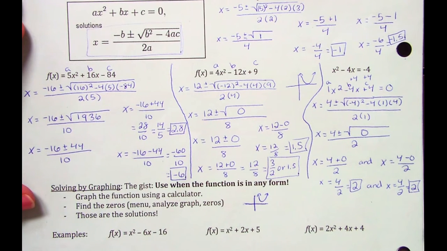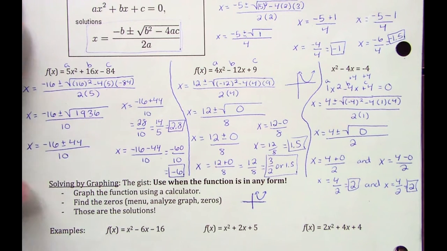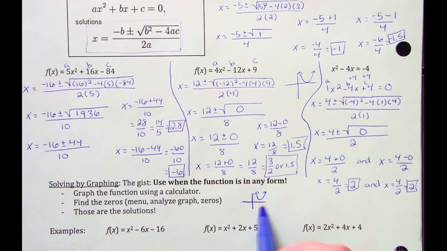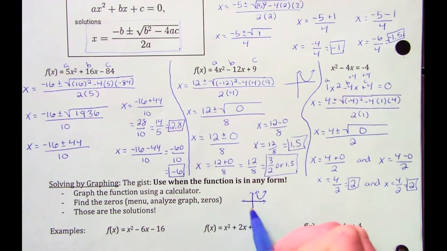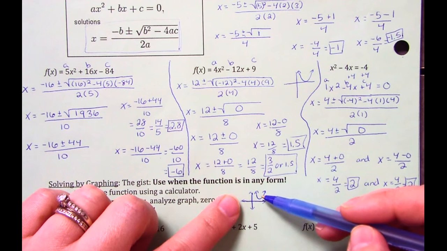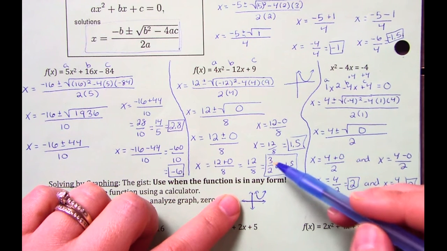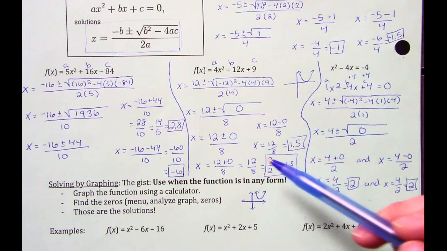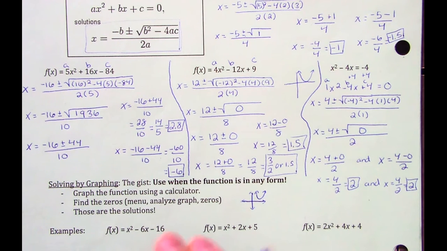In Algebra 2, you will have to use the quadratic formula because you're going to encounter a lot of parabolas that look like this. They don't ever cross the x-axis. And so in order to find the solution here, you need to actually use the quadratic formula, which will give you imaginary solutions, not real number solutions.